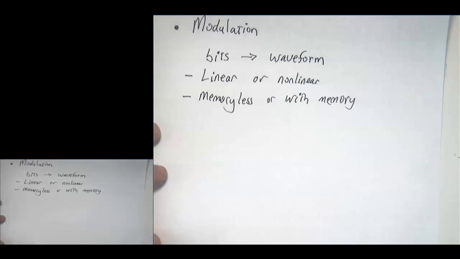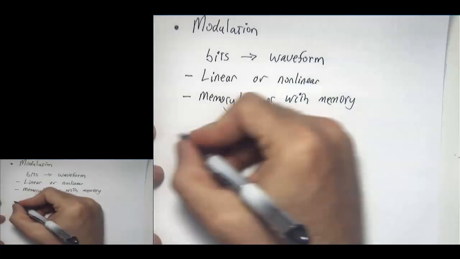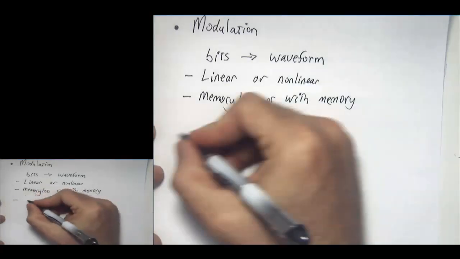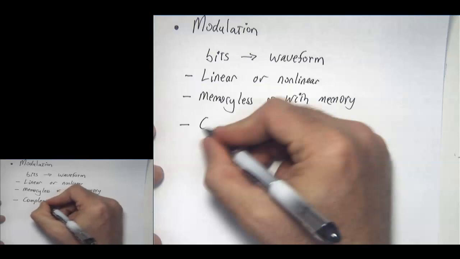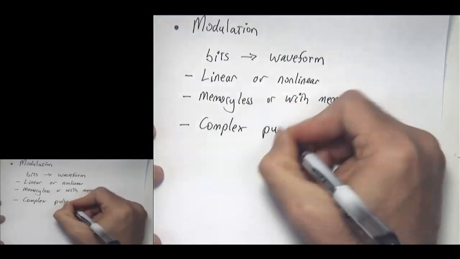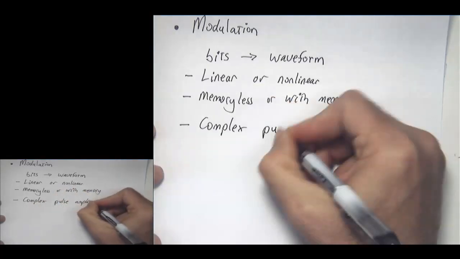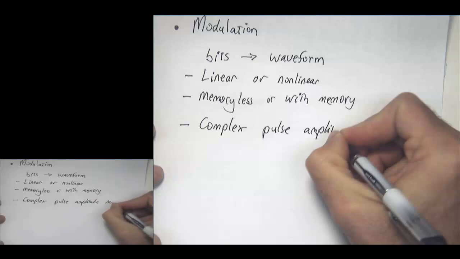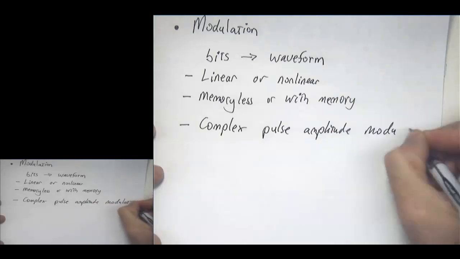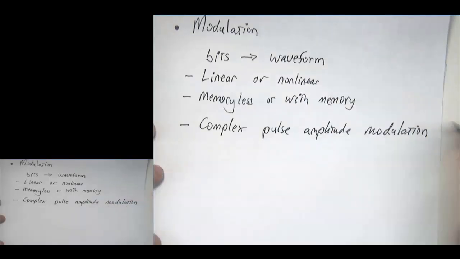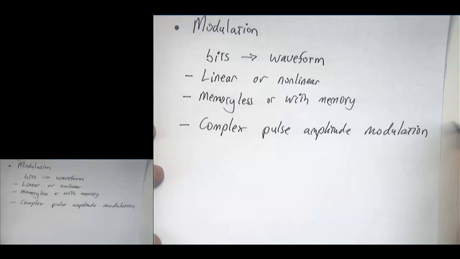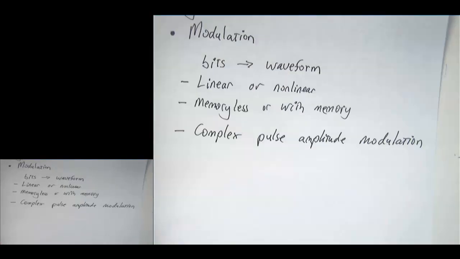For that purpose, we're going to focus on what I call complex pulse amplitude modulation. This goes by different names in the literature. Usually it's some variation of pulse amplitude modulation, but I'm calling it complex pulse amplitude modulation to emphasize that we're going to be using complex signals in one step of the process.